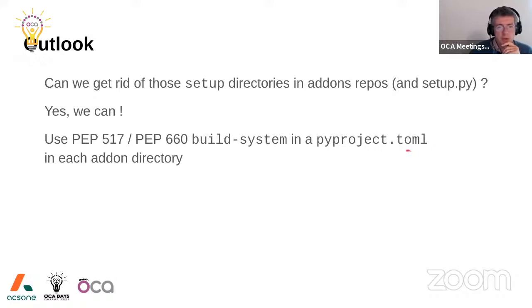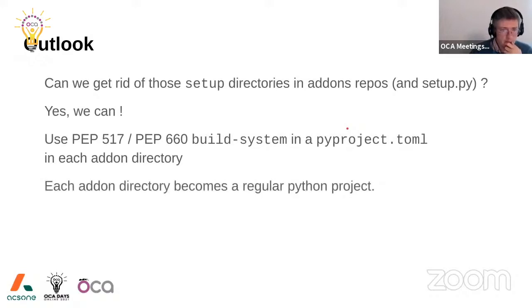And so the future is that instead of creating those setup directories, we will have the possibility to put a pyproject.toml file inside each add-on directory to tell pip that each add-on directory is actually a Python project, and tell it how to build it and install it. And I have a prototype for that. It's not very difficult, but it's not ready for consumption. So hopefully next year that will be the approach.